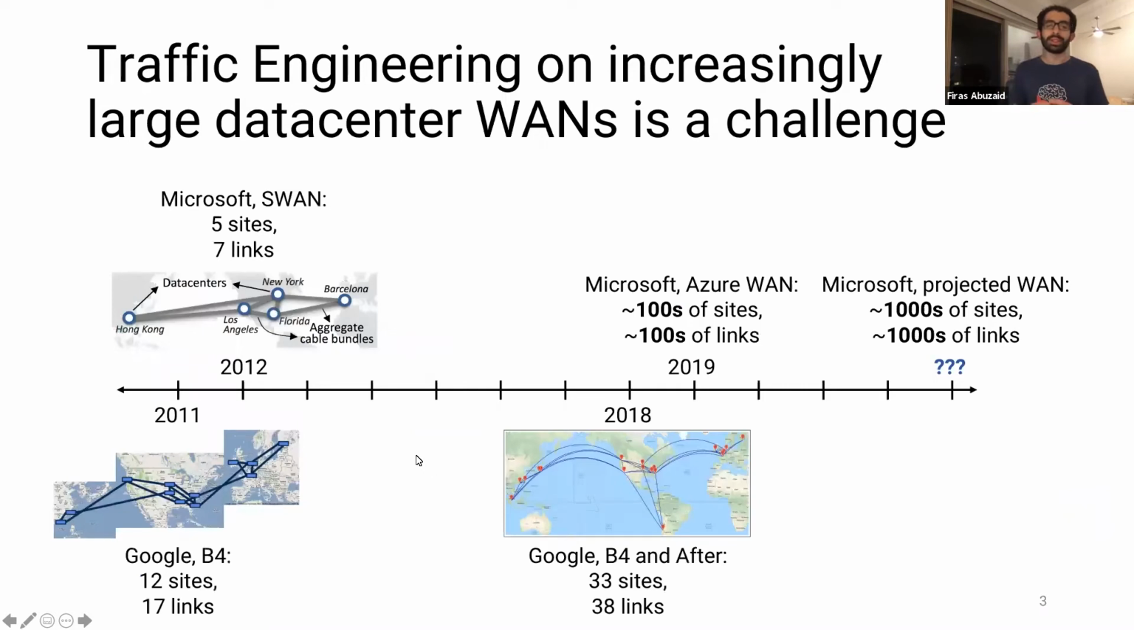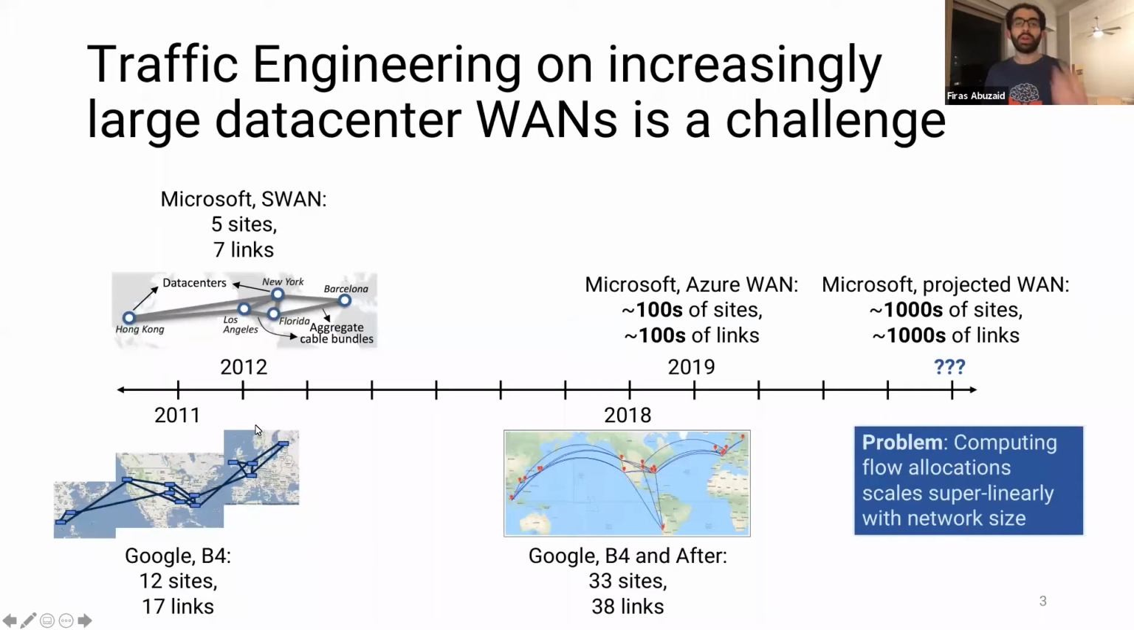Now, the problem is data center WANs have steadily grown larger and larger over the last decade. 10 years ago, we saw software-controlled WANs with only a few sites and links. But now, Microsoft is projecting WANs with potentially thousands of sites and links in the next few years. So naturally, this is going to lead to longer and longer runtimes for traffic engineering. Slow traffic engineering is problematic because it leads to underutilization on the network as demands change.